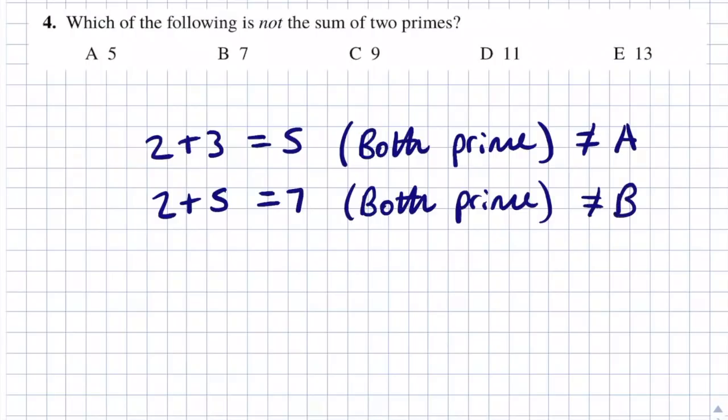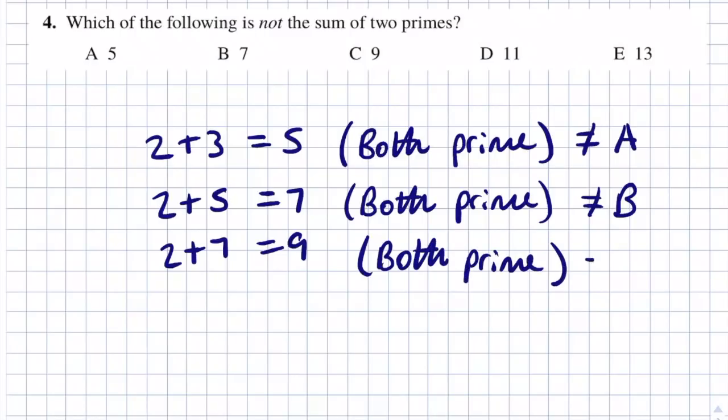Answer C is 9. Again, we know 7 is prime. And we know 2 is prime. 7 plus 2 is 9. So they're both prime, so it can't be C.